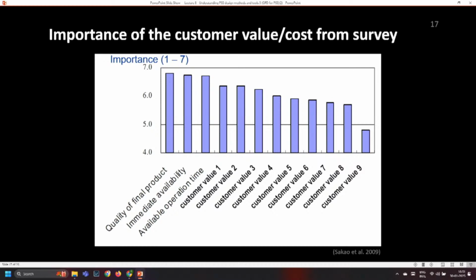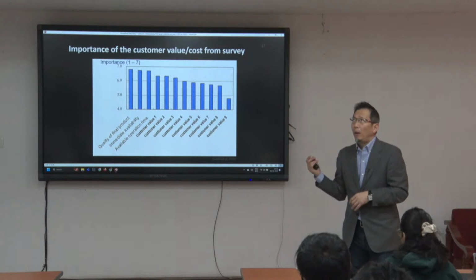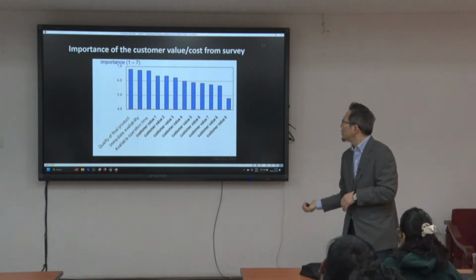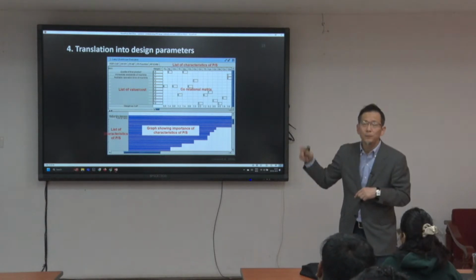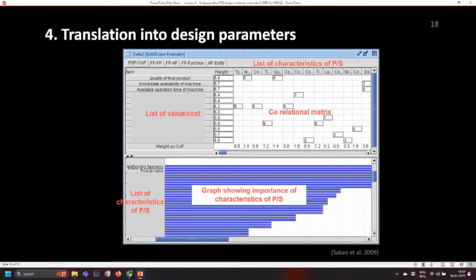So then the next step, or step 4 of SPIPS, as I explained earlier, is translating those customer values into characteristics of products and services.